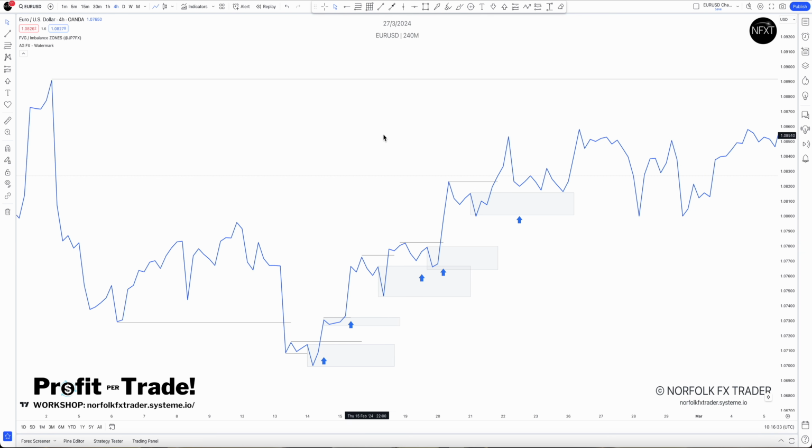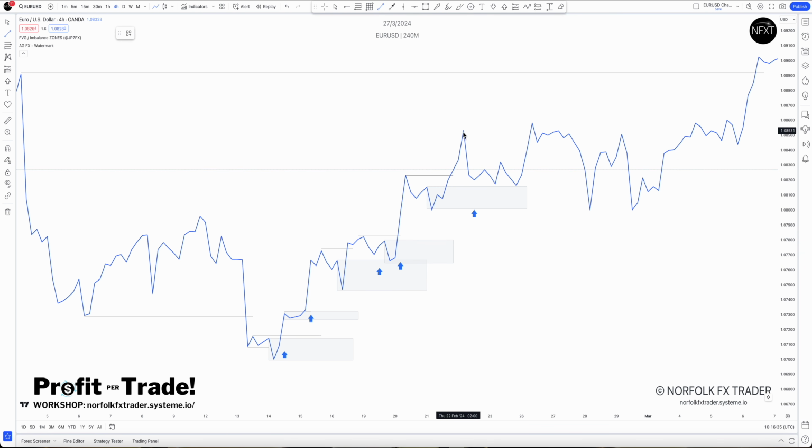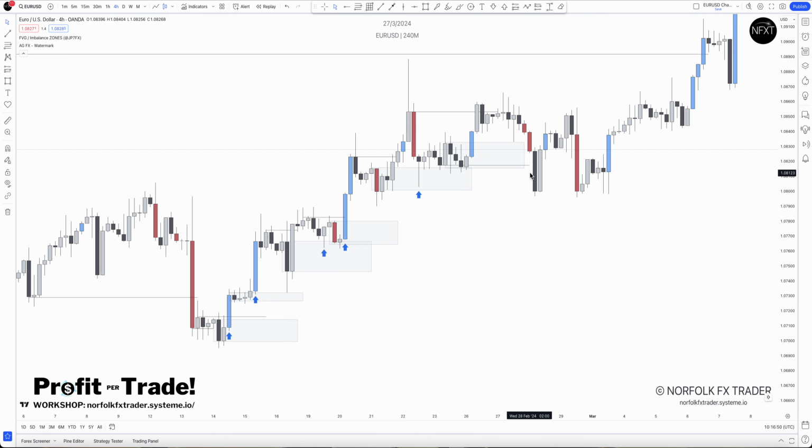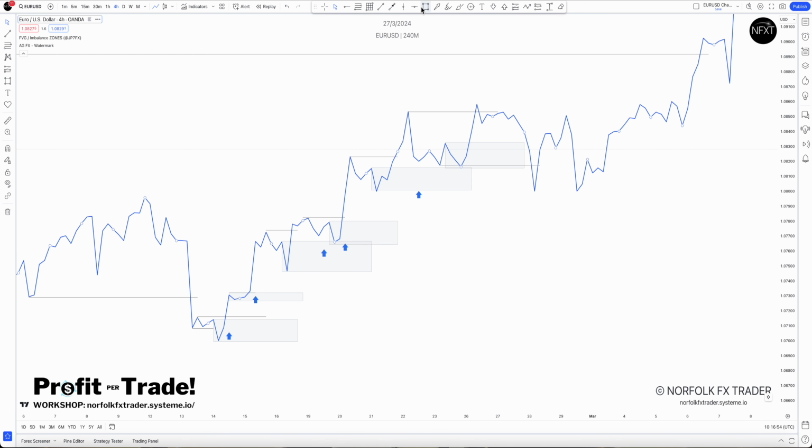Going back to the line chart, we then have this break of structure to the upside, which would create a new area of demand here. Now, that does mean we can see that we didn't have an entry here. We had a break of structure to the downside, back to price, and we just run straight through. What does that now give us? That gives us a new area of supply that I can draw.